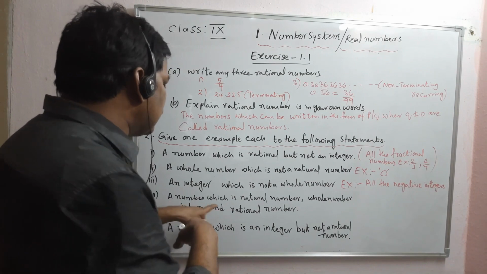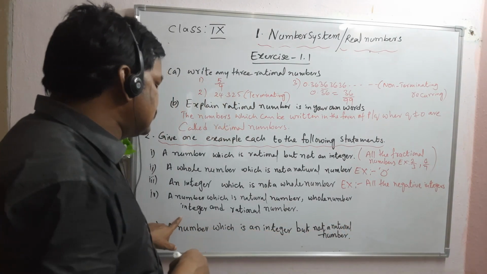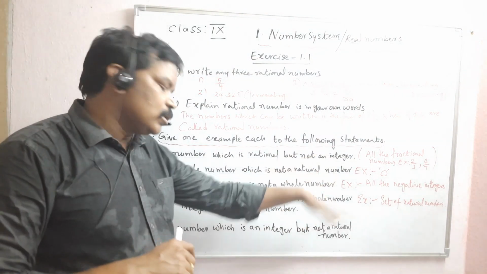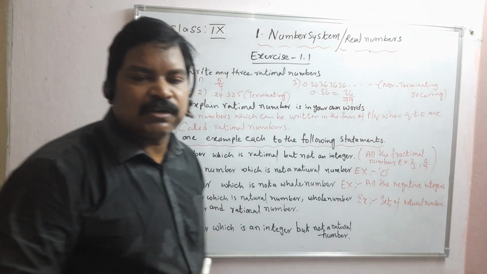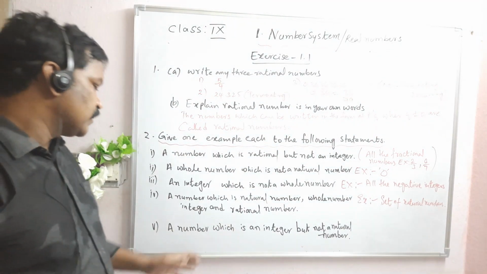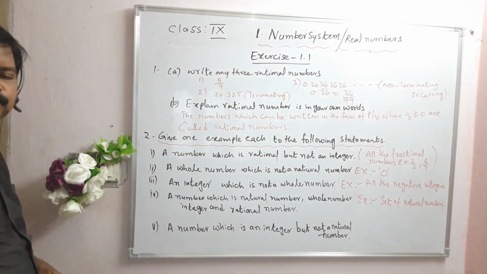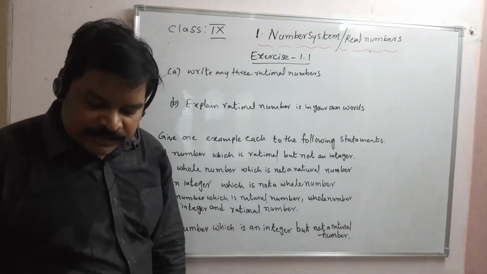Next, a number which is a natural number, whole number, integer and rational number. Natural number, whole number, integer and rational number means only the set of natural numbers. Understand, children? Right. Last one, a number which is an integer but not a natural number. It's an integer but not a natural number.